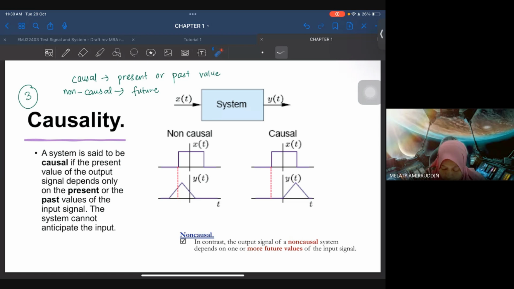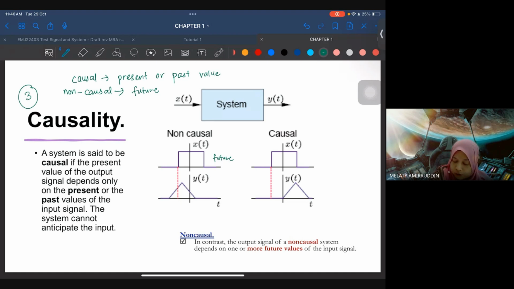Okay. So we have y(t) the output, x(t) the input. So this is an example of a non-causal system. The input signal is in the future, in front of the output signal. Okay, this signal is in front of the output signal. So this is future. So this is non-causal.